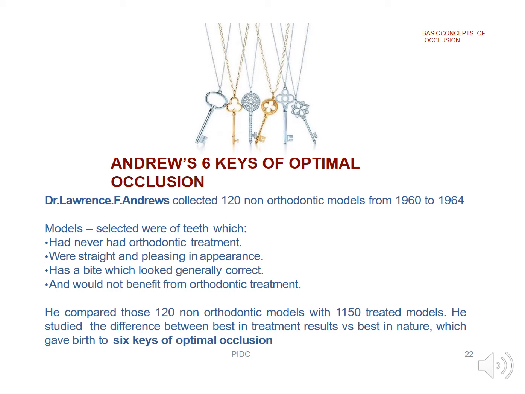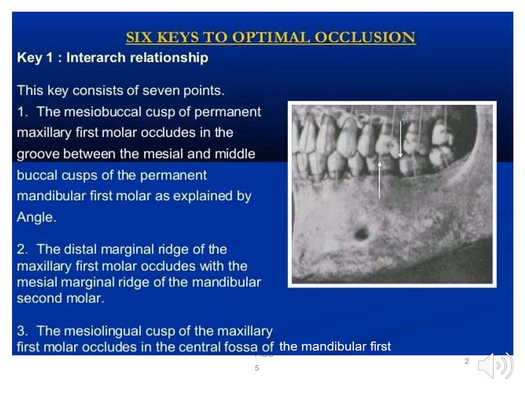He then compared those 120 non-orthodontic models to 1,150 treated models. He studied the difference between best in treatment result versus best in nature, which gave birth to the 6 keys of optimal occlusion. So now we will look one by one into the 6 keys to optimal occlusion.